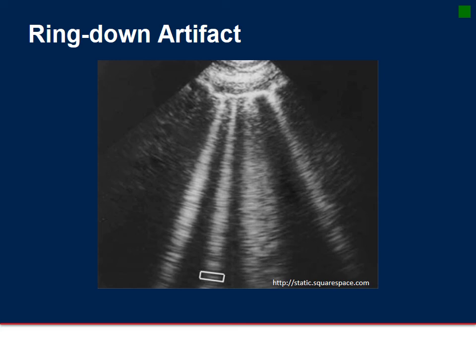So here is ring down artifact, and this occurs because of a large mismatch in the acoustic impedance of 2 different tissues. And you can see that it creates these lines that travel all the way down our imaging field. And this is something we look at in lung ultrasound. The name for these lines in lung ultrasound are called B lines, and they come from the lung pleura right here. And they're suggestive of pulmonary edema. So they're another way that we can use artifact to look for different types of pathology.